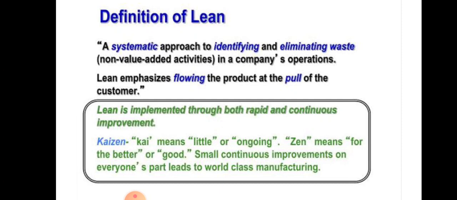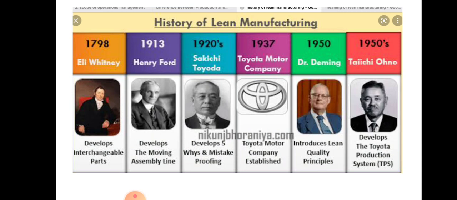The next one is the history of lean manufacturing. The history of lean manufacturing actually started from 1798 and is still going on. Starting from 1850 to 1890, that is Whitney, almost 1799. Whitney is famous for perfection of interchangeable parts, and Whitney developed this about 1799. So his contribution was in this era.